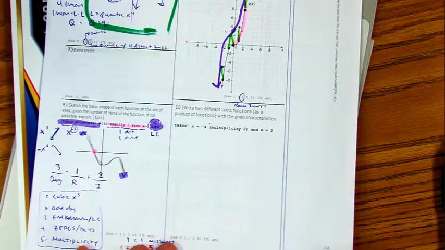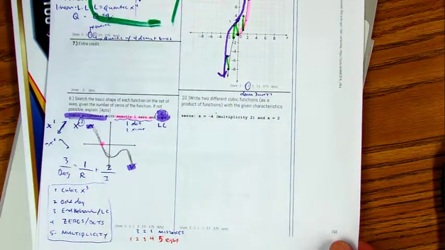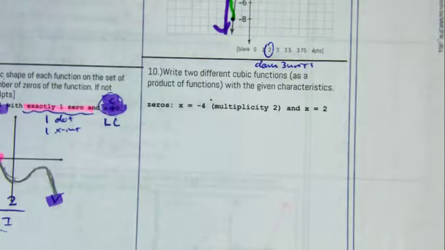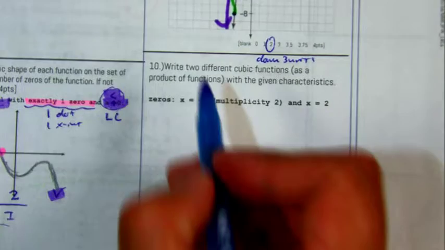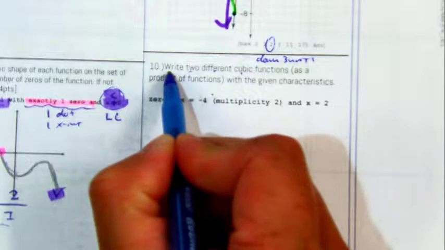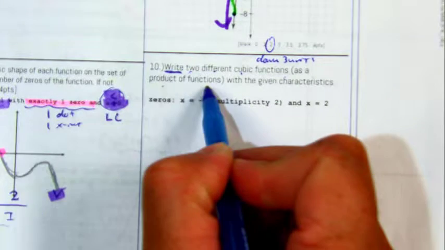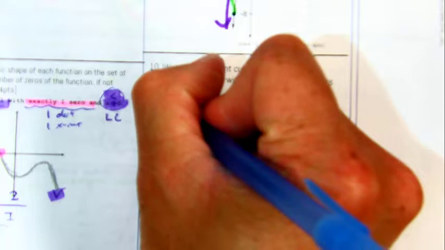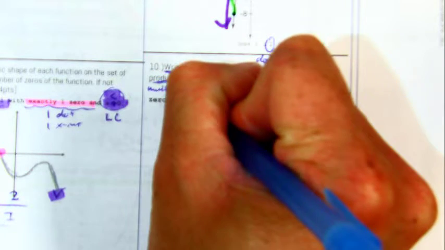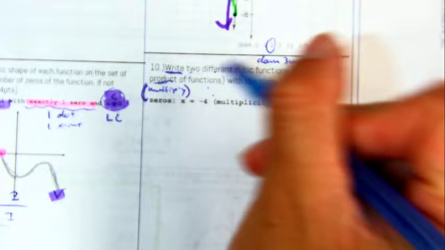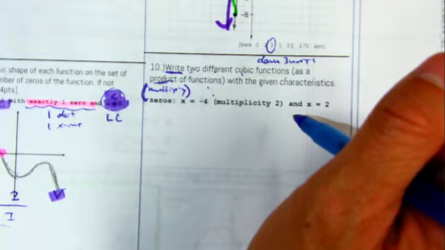And then the last question. Write 2 different cubic functions. Write means like equations. And it says as a product of functions. So product just means multiply. They multiply like parentheses, but don't multiply them out. Okay?